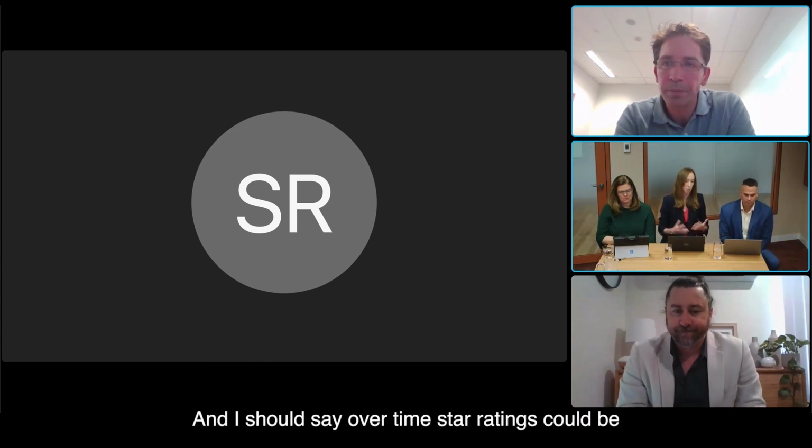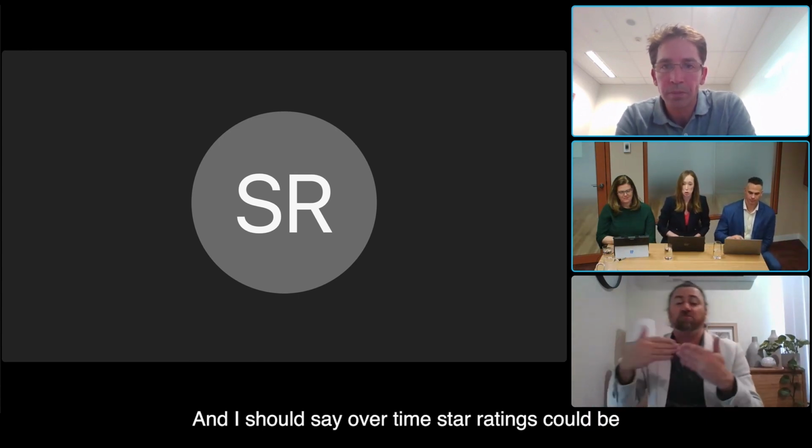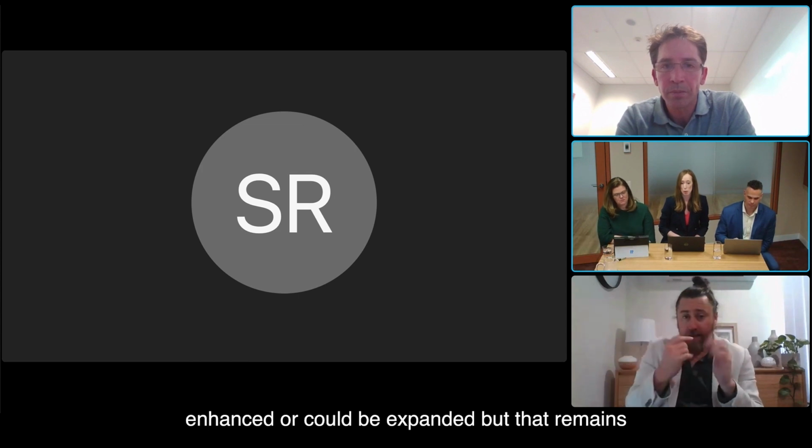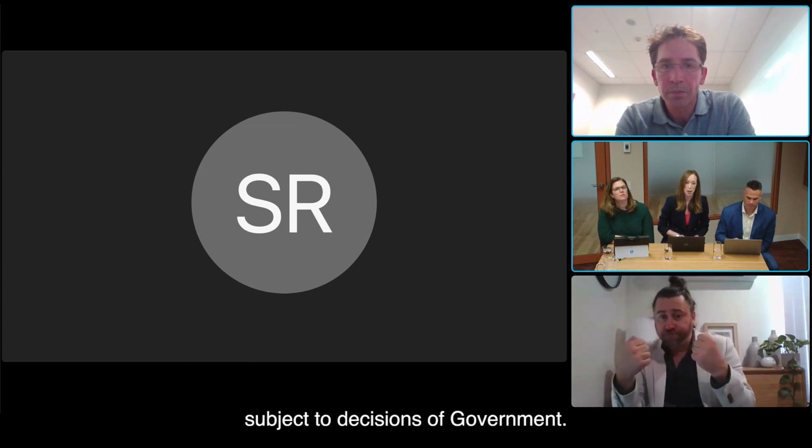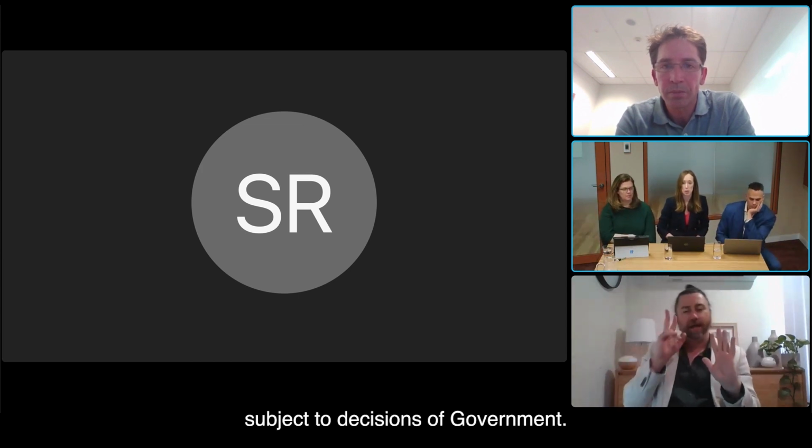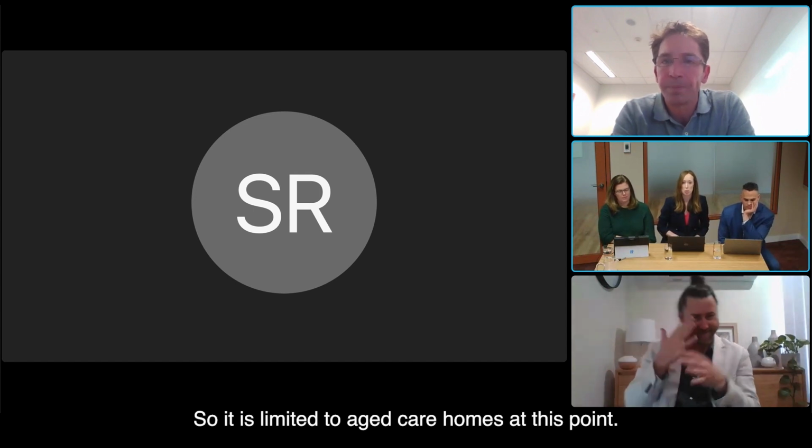Cool. And I should say, over time, star ratings could be enhanced or could be expanded, but that remains subject to decisions of government. So it is limited to aged care homes at this point.